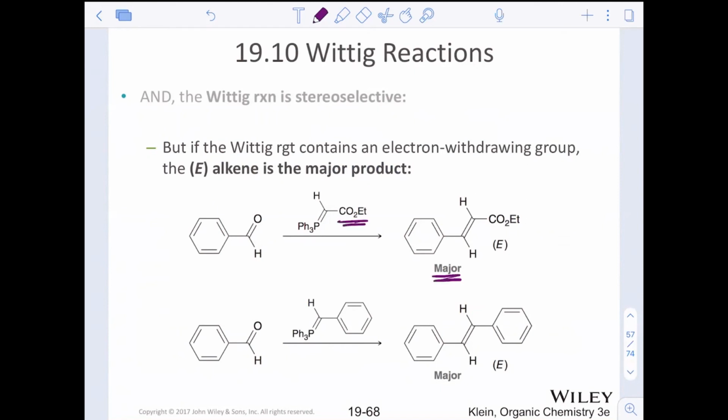If you have installed an electron withdrawing group or a phenyl group, something with pi bonds, typically those groups are repellent to the other half of our aldehydes or ketones. So that's where E, or trans, is the major product.